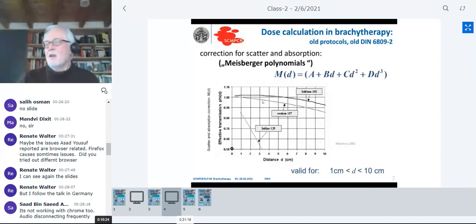That's different for a low energy source like iodine 125. We have a strong absorption here, so this curve is very steep. These are basic differences, and we will see them again in TG43.